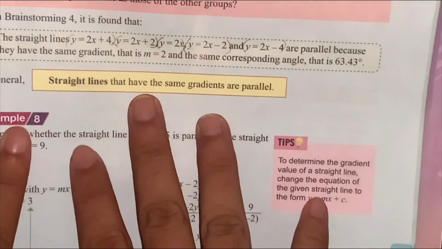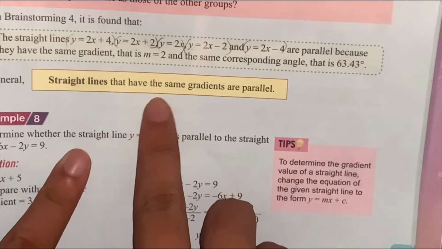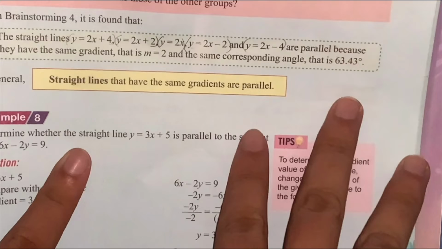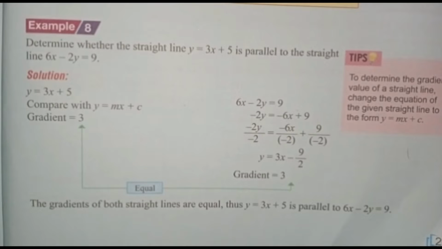Okay, so in general, straight lines that have the same gradients are parallel. Example 8. Determine whether the straight line y equals 3x plus 5 is parallel to the straight line 6x minus 2y equals 9. Let's see the solution. Y equals 3x plus 5, compare with y equals mx plus c, and the gradient will be 3.